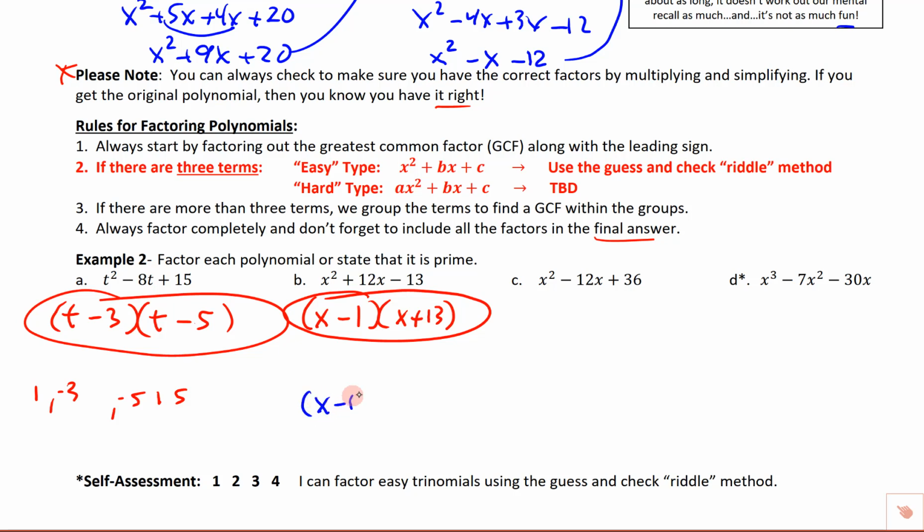Now I am going to show you that if you were to do this the wrong way, so let's say we said -13 and then we said +1. I want to show you what happens there. Well, when we multiply here, we get x squared. When we multiply here, we get positive 1x. When we multiply here, we get -13x. And when we multiply here, we get -13.